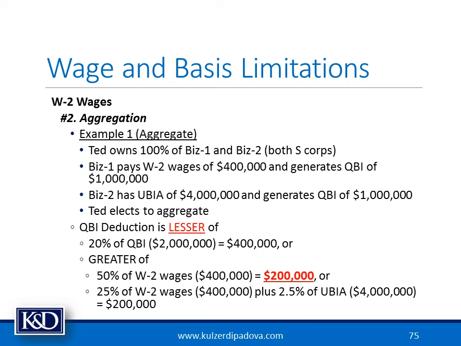So essentially, if you have one business that has wages and one business that has property, and the numbers are close, you're probably better off not aggregating, because otherwise, with sufficient wages, the basis tends to get overwhelmed, and the only way you're going to get to use the basis is if you don't aggregate.